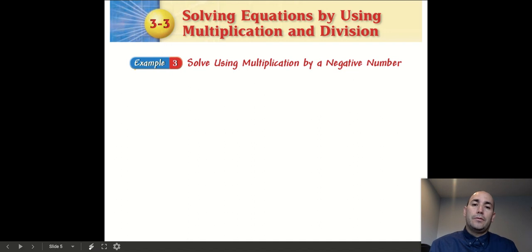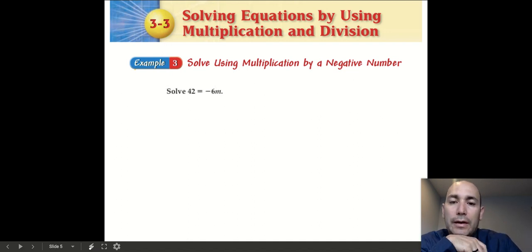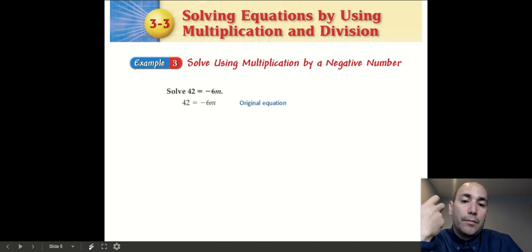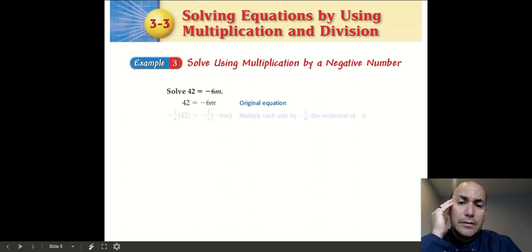Let's look at another example. Solving using multiplication by a negative number. Here I have: solve the equation 42 equals negative 6m. I'm going to write down the original equation and solve it. Here I have m, and I want to isolate it. I want to get rid of the negative 6 there. One way to do this is to multiply by negative 1/6.